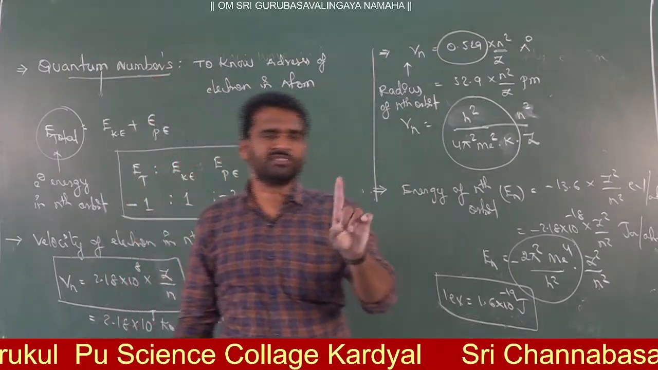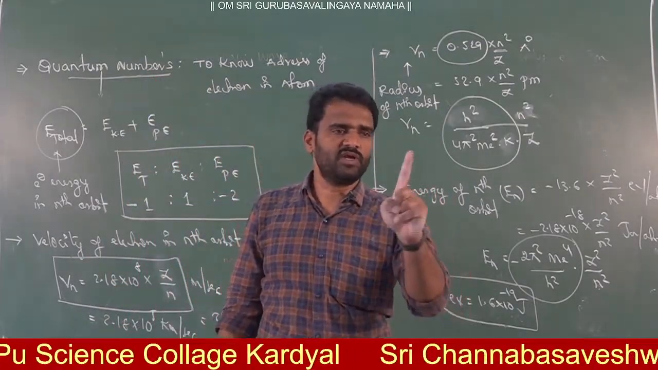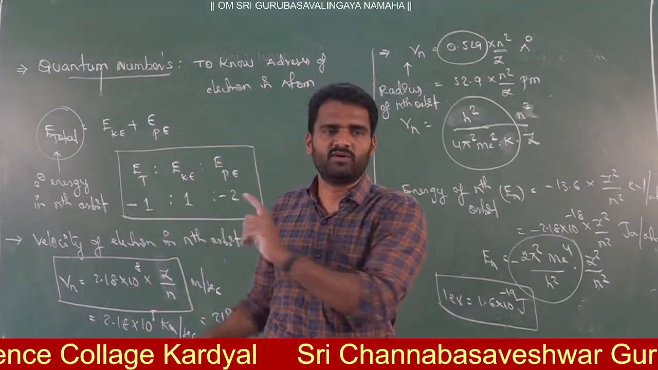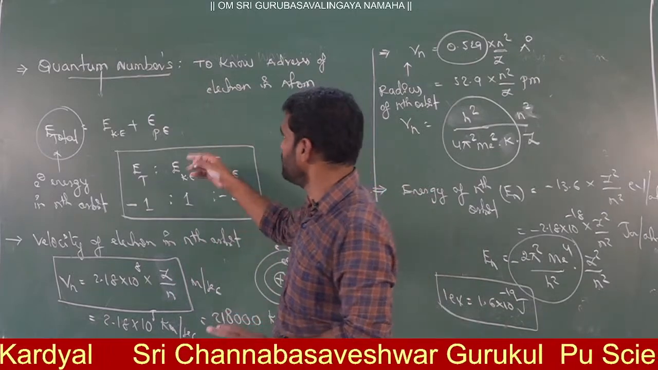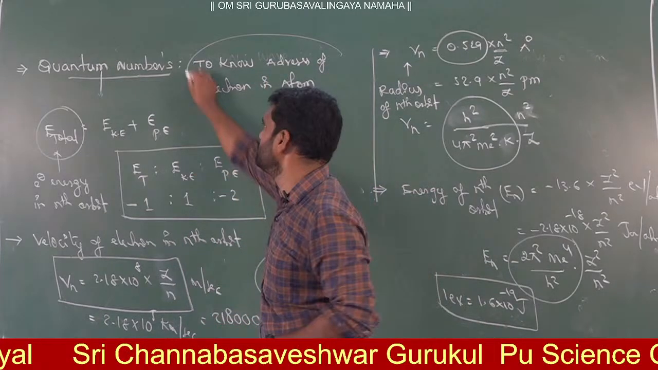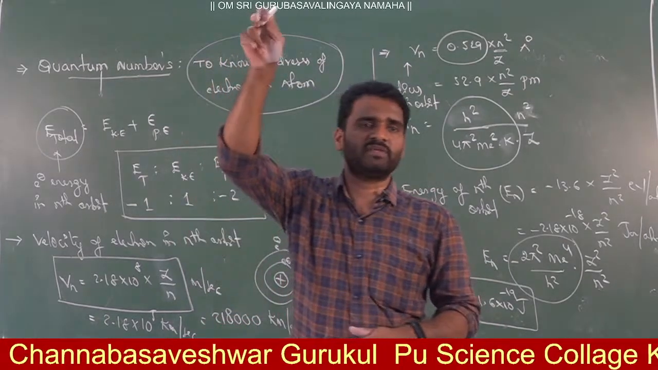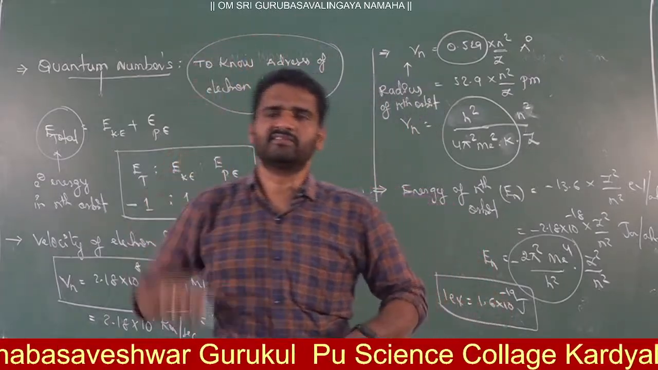Out of 4 quantum numbers, today we have discussed only the first quantum number, the principal quantum number. Tomorrow, the remaining 3 quantum numbers we will complete. Once you complete them, what information will you get? You will get the address of the electron, where the electron is present in the atom.